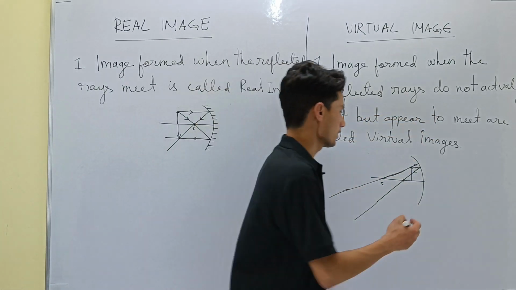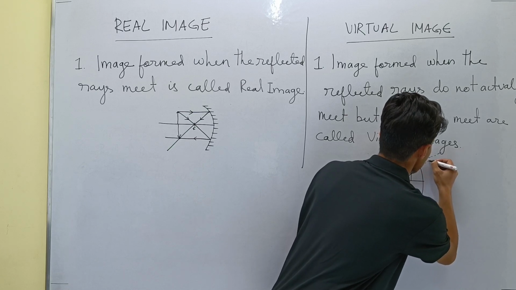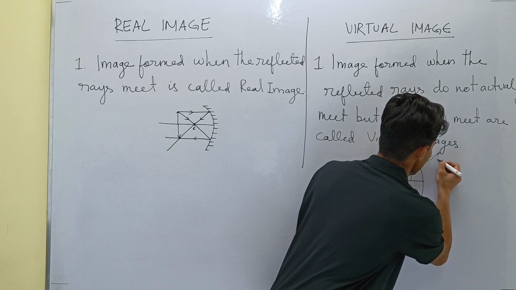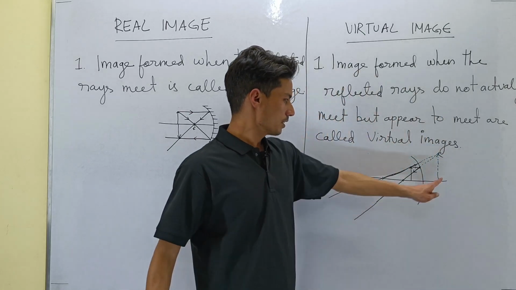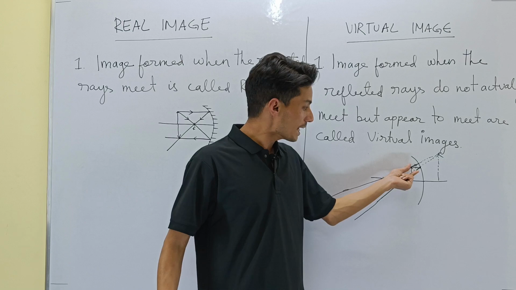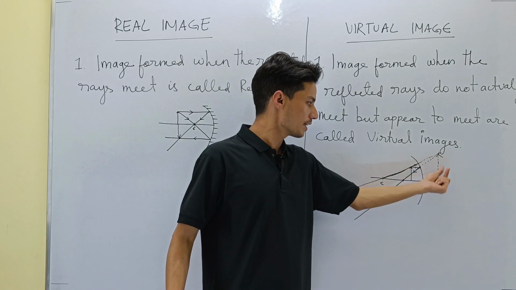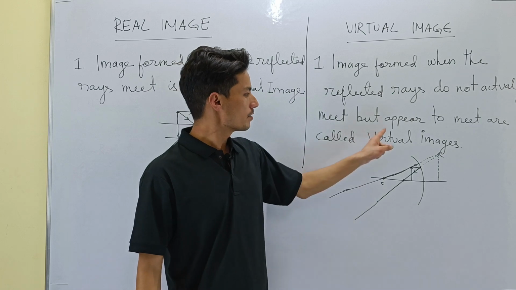So I have to extend this line. I just extend this line, a dotted line, like this. So on extending, see, the object is here and the image is from here. On extending, I get the image. This kind of image is called a virtual image.